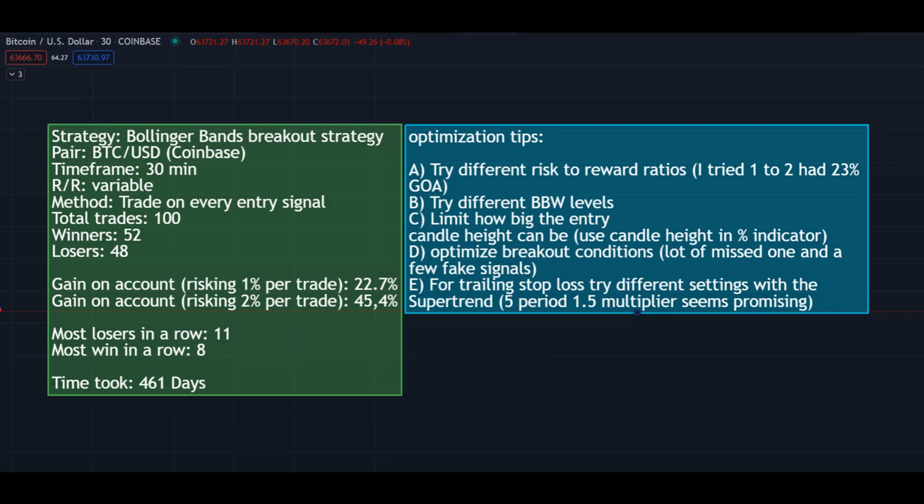Most losers in a row was 11 and most wins in a row was 8. The time it took to complete the 100 trades was 461 days. The strategy did pretty well. And now let's see the equity curve.